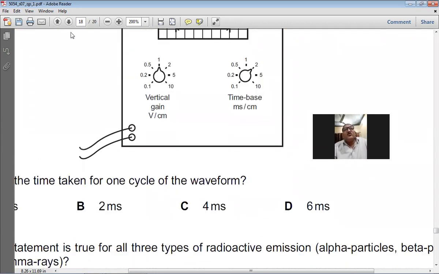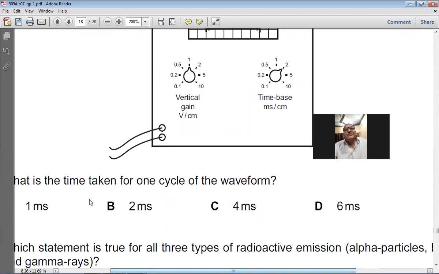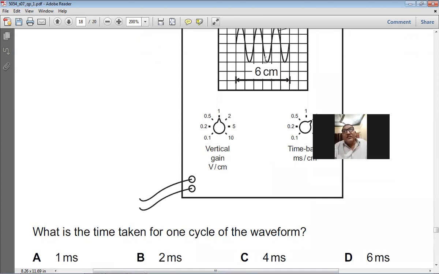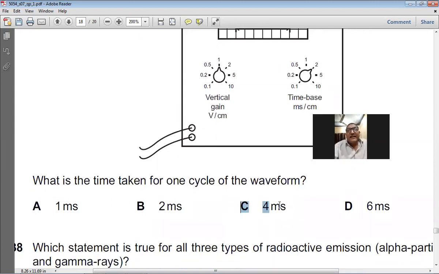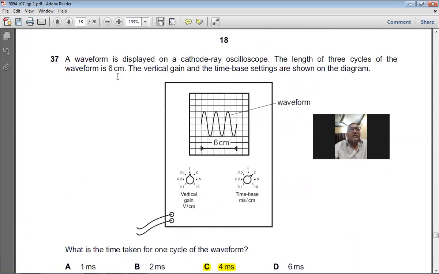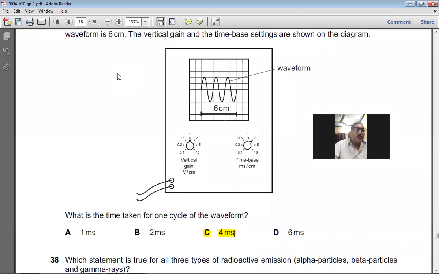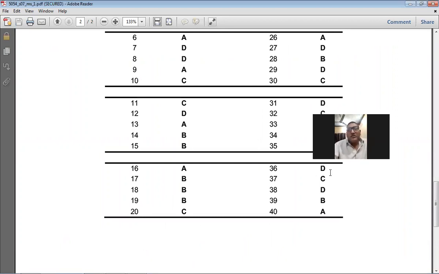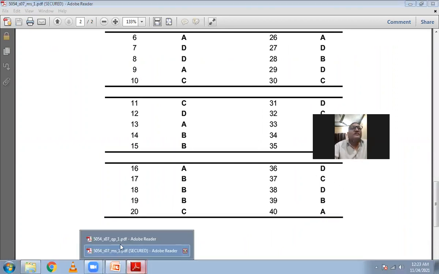So once you know this, we can find out. He says, what is the time taken for 1 cycle of the wave to form? To complete one wave, it took 2 squares horizontally, and each square represents 2 milliseconds. So 2 multiplied by 2 will be 4 milliseconds. So I think C is the right option for question number 37. Let me show you the whole question. So let's check. Question number 37, C is the right option, sir.